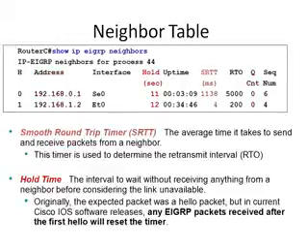You can see the smooth round trip timer, the average time it takes to send and receive a packet from the neighbor. Hold down timer: the interval to wait without receiving anything from a neighbor before considering the link to be unavailable. So it will keep waiting up to the hold down time for any information from the neighbor.